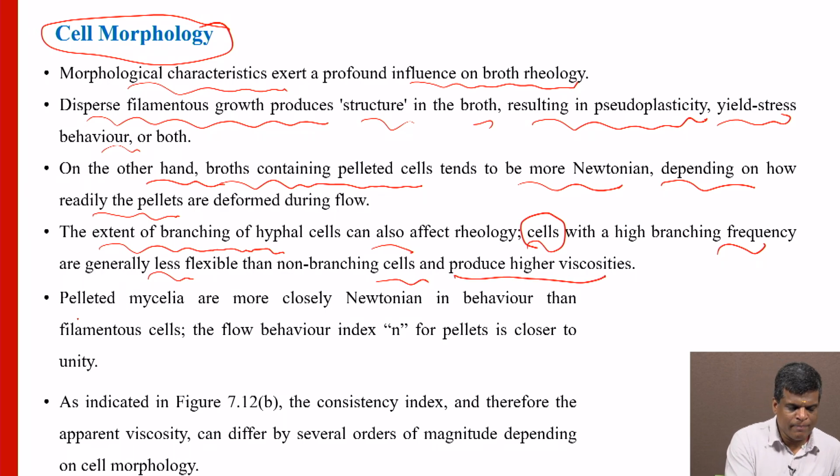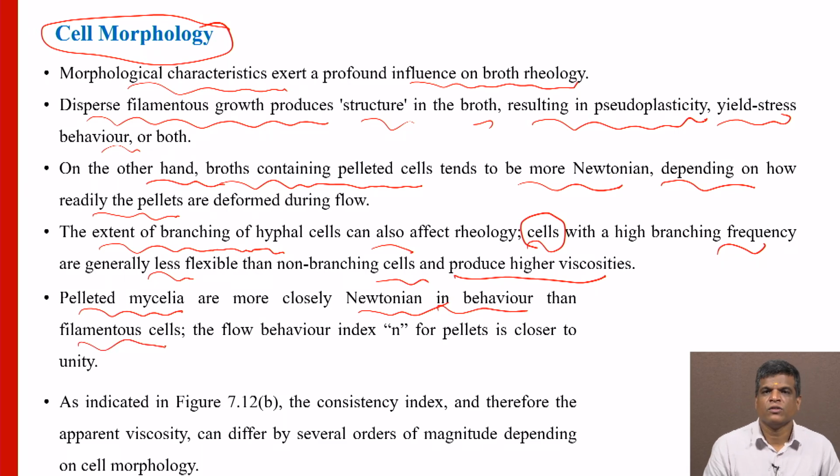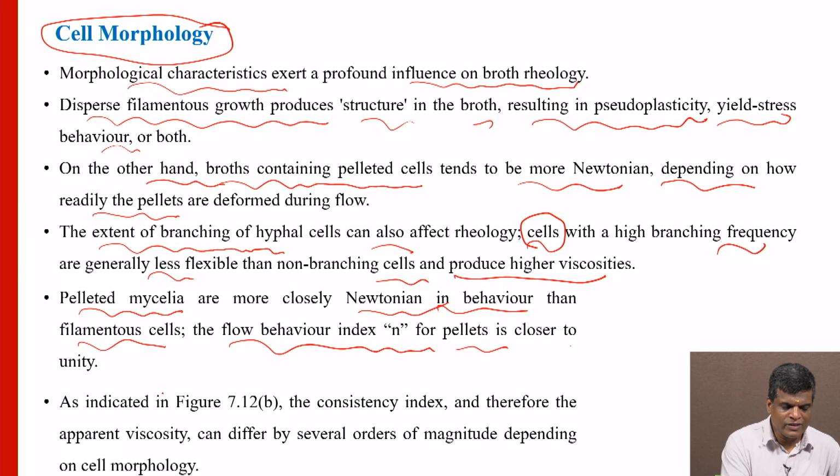So, what we got here, the pelleted mycelia behave more closely as Newtonian fluids than the filamentous cells. That is what we discuss in the graph now. The flow behavior index n for the pellet is very close to unity, because whenever the flow is Newtonian behavior, n is close to 1 or approximately 1. That is what they are discussing here.